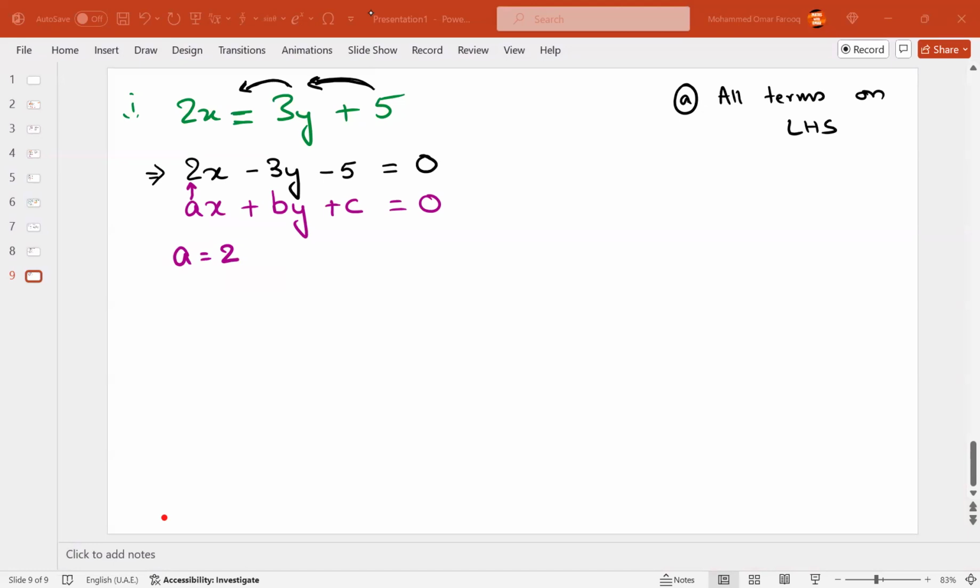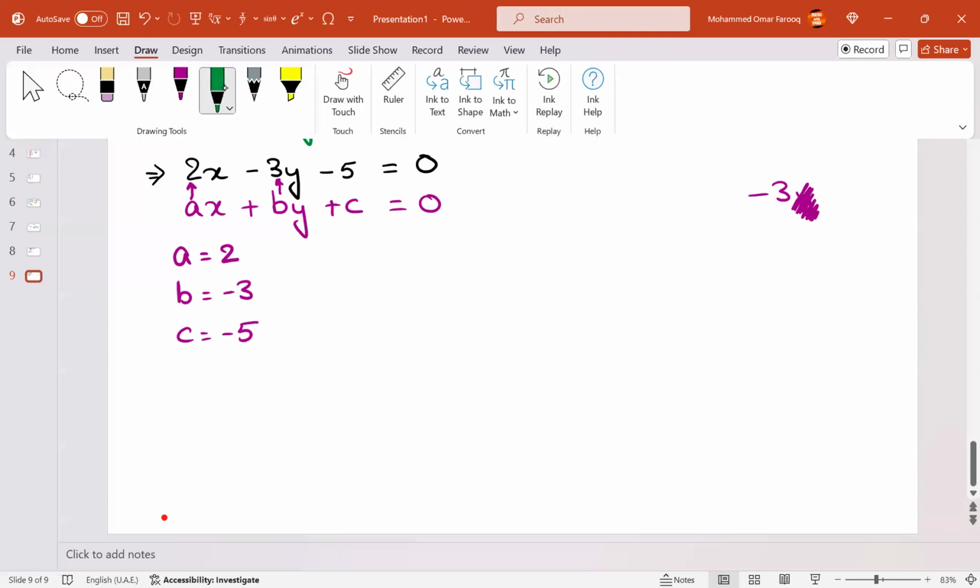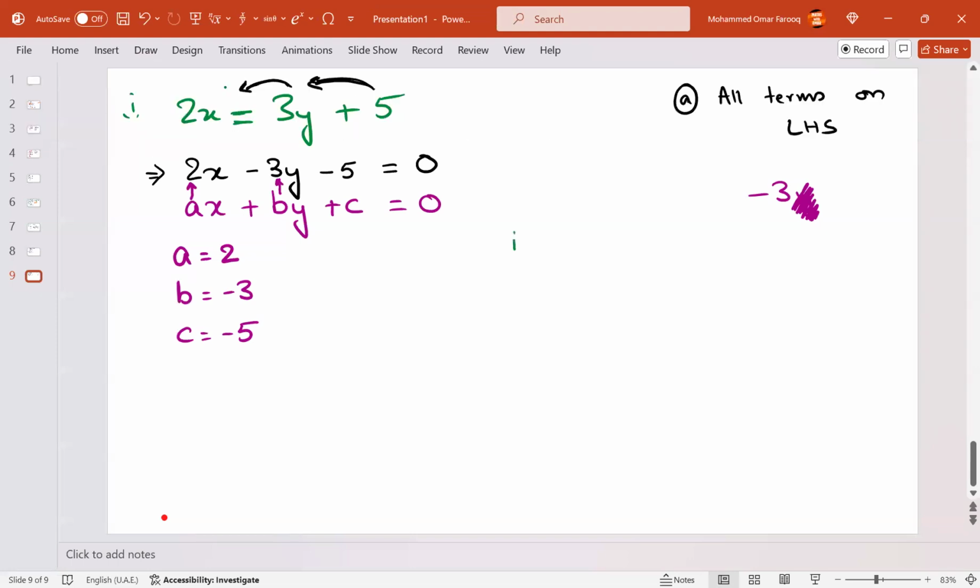Now, what is b, my dear students? If I write minus 3y, it is very easy to understand. The coefficient of y, you remove y, what is left? Minus 3. And what is c? In place of c, the constant, you have minus 5. So therefore a is equal to 2, b is equal to minus 3, c is equal to minus 5. Understood? Now, let me explain another example.